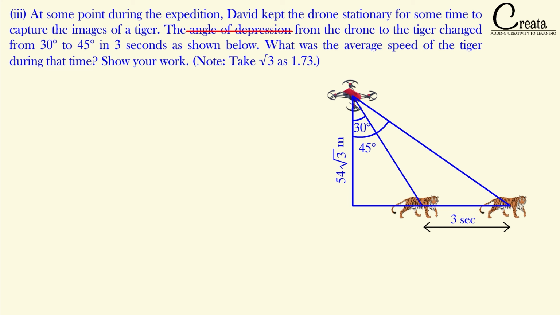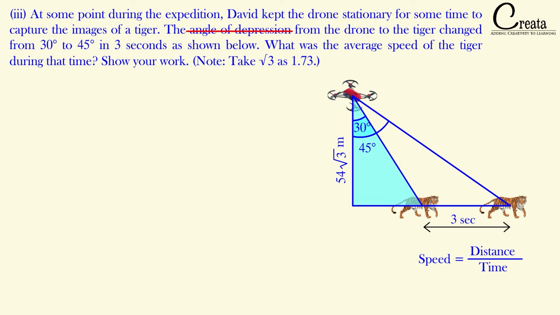Time is given, distance we have to calculate. We can apply the formula speed is equal to distance upon time to find the final answer, that is the speed of the tiger. So basically in this question using trigonometry we have to find the distance between the two locations of the tiger. Okay, this is the actual question.